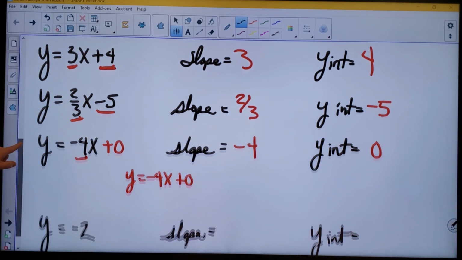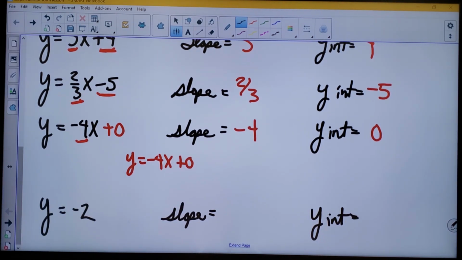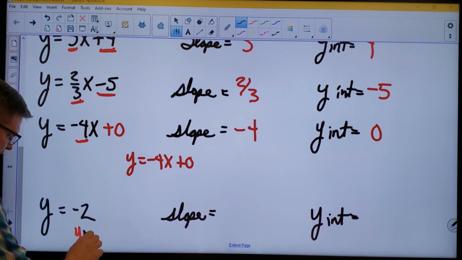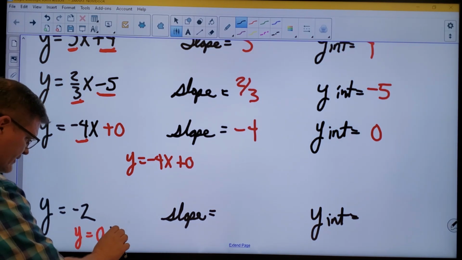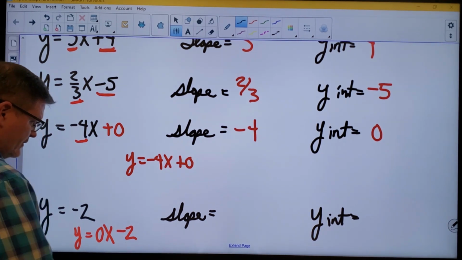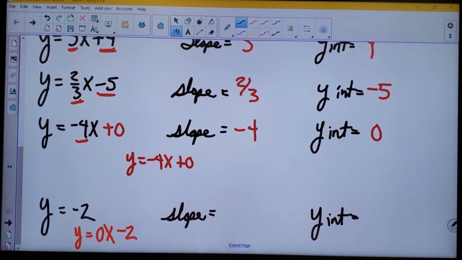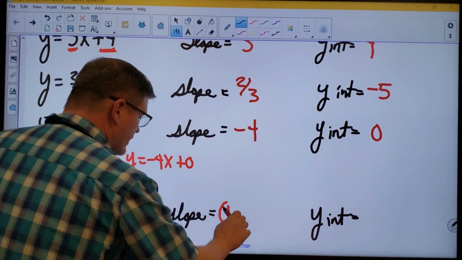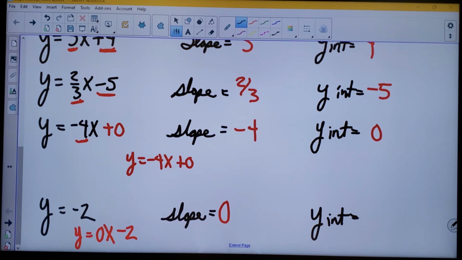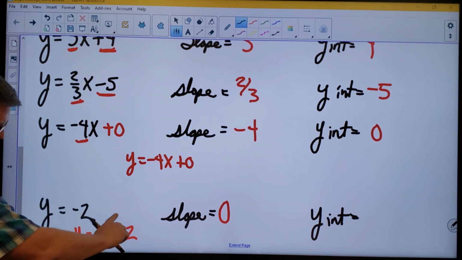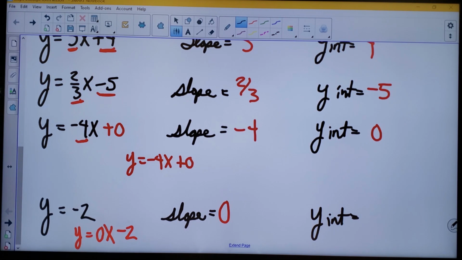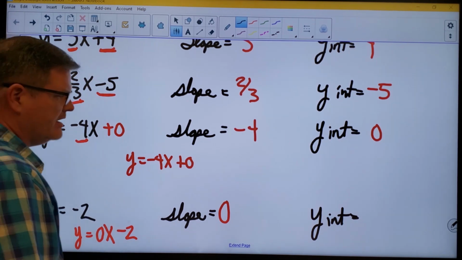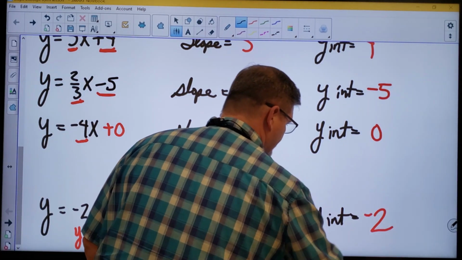Moving down to another example, this one, you see we don't have an x, and so there is no number in front of the x. And so we're going to kind of imagine that it looks like this, y equals 0x minus 2. So our slope is 0, and our y-intercept would be the number that is added or subtracted to the x at the end here, and that is going to be a -2.